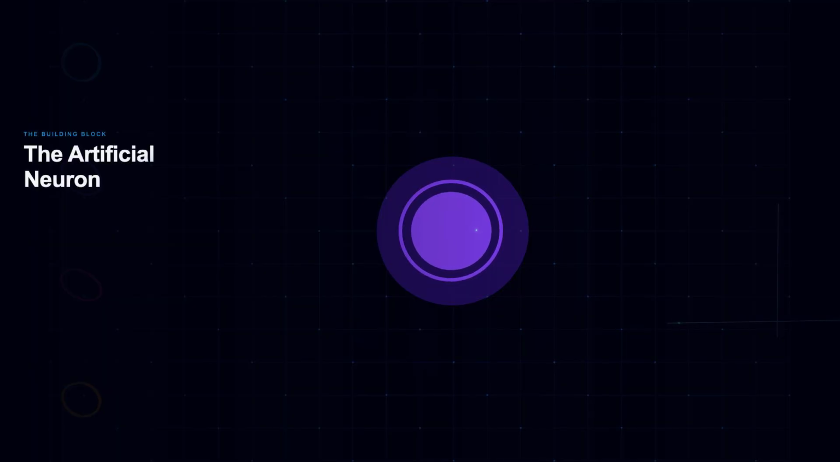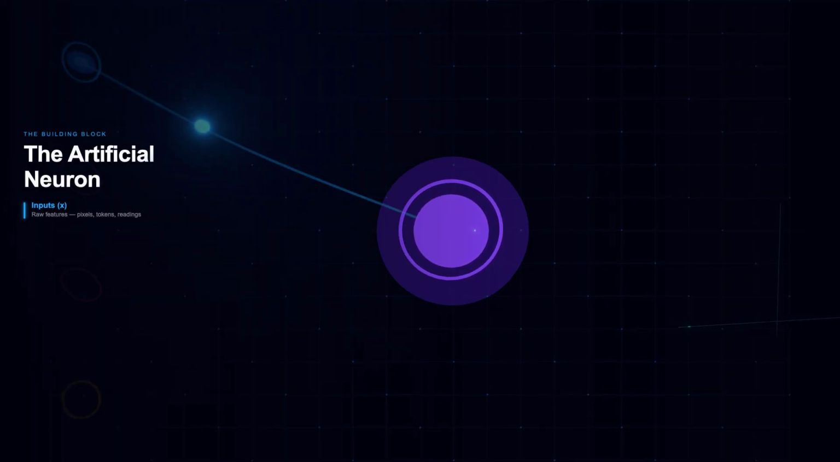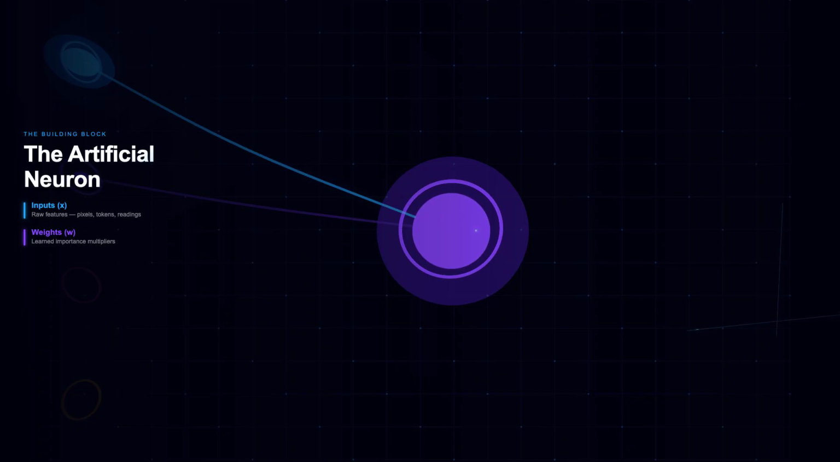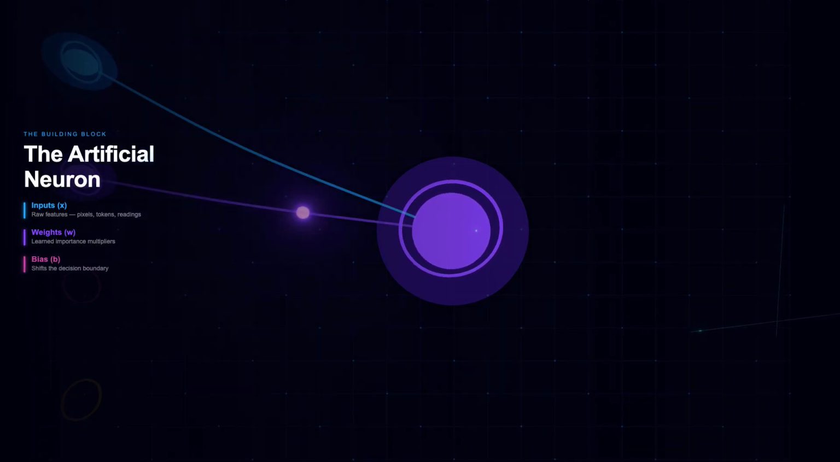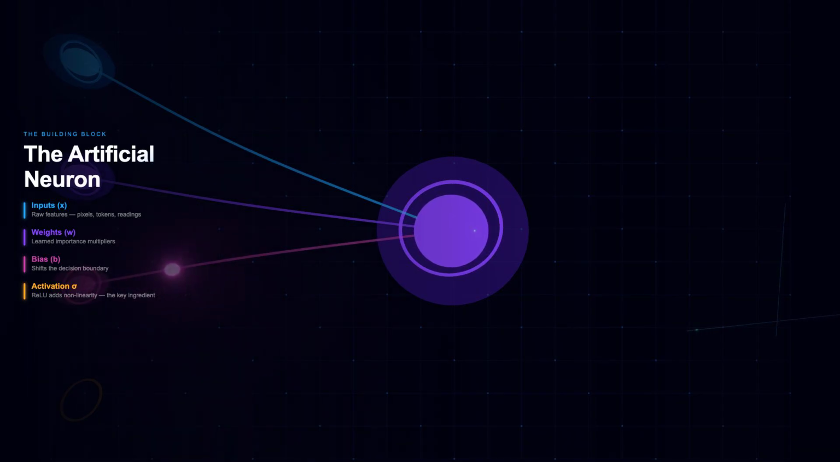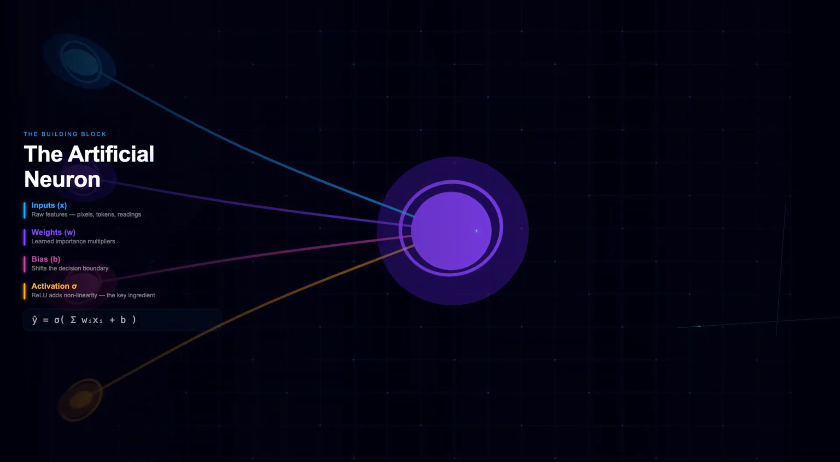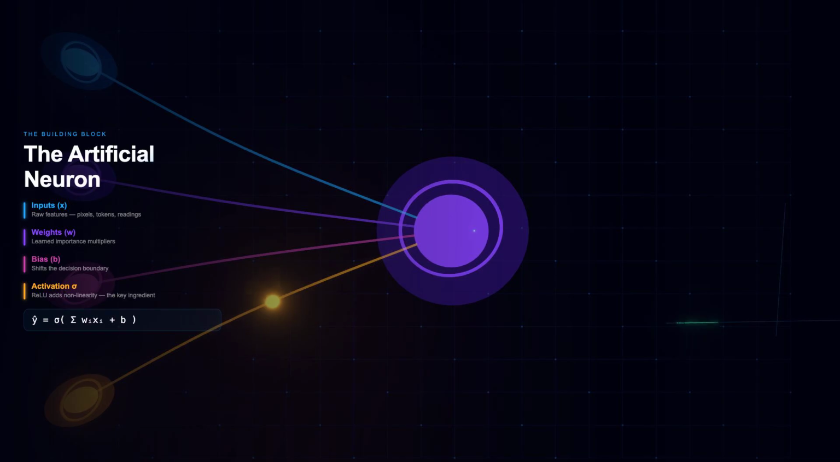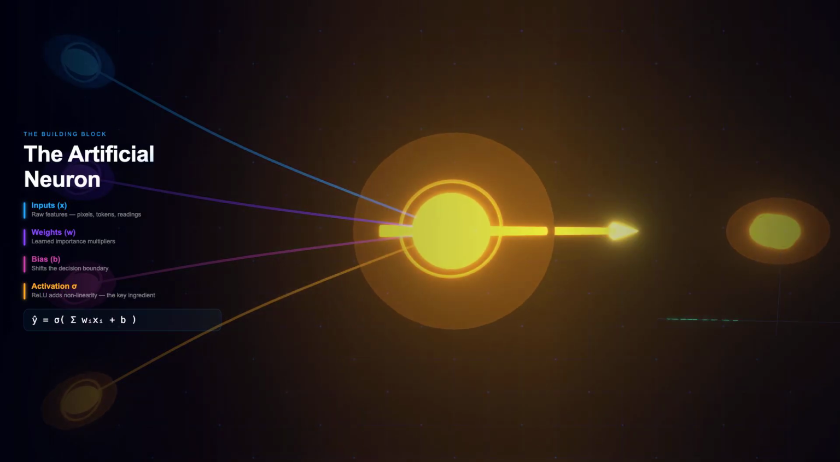A neural network is a system inspired by the human brain. Just like your brain has billions of neurons connected by synapses, an artificial neural network has nodes connected by weights. Each node takes in numbers, does a small calculation, and passes a result forward.